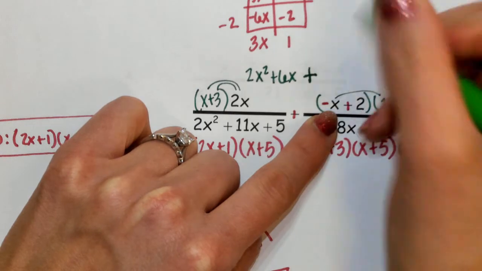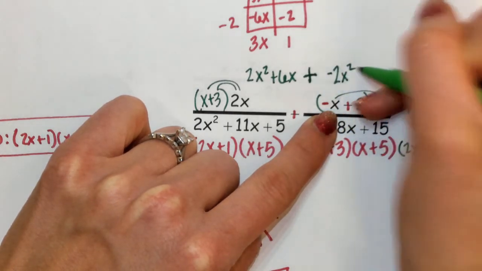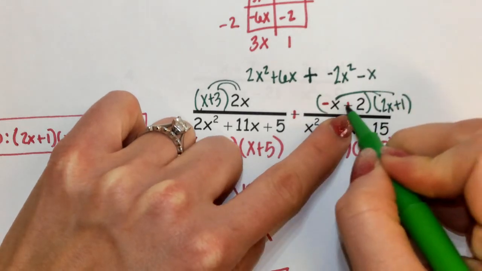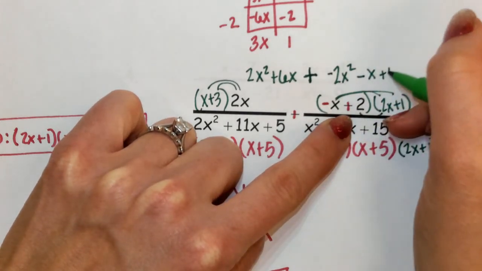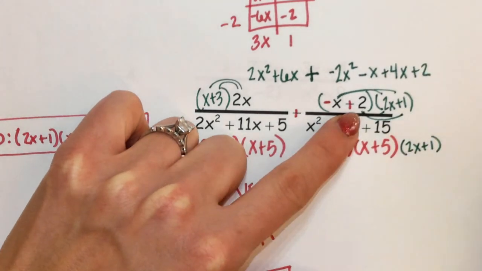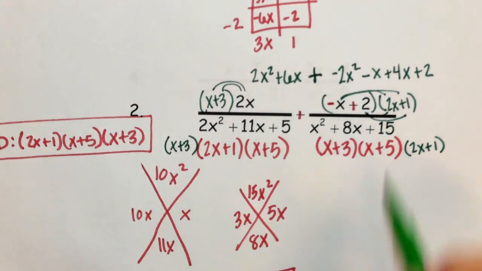And I distribute, so this becomes negative 2x squared minus x, this is a plus 4x, and then plus 2. I'm running out of room, so I'm going to go down here.